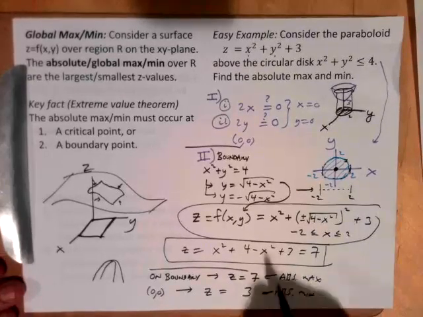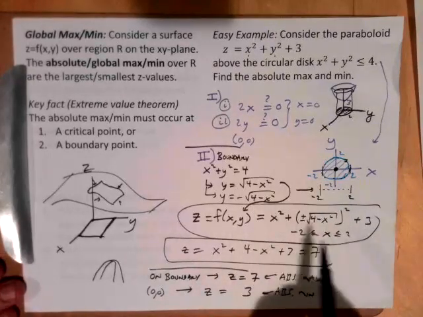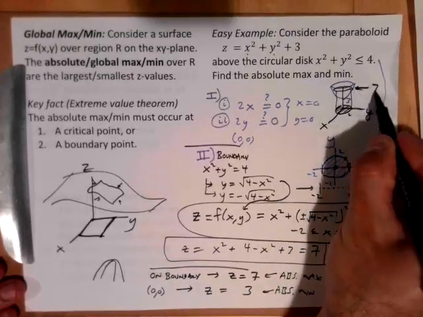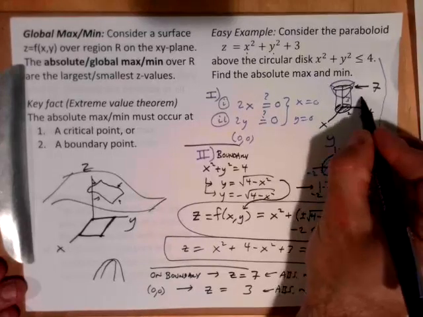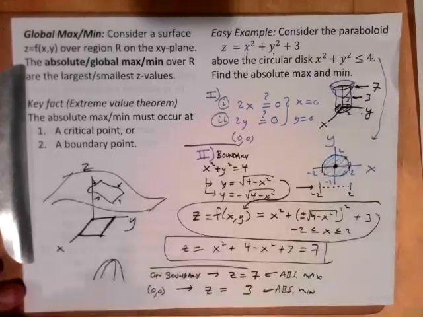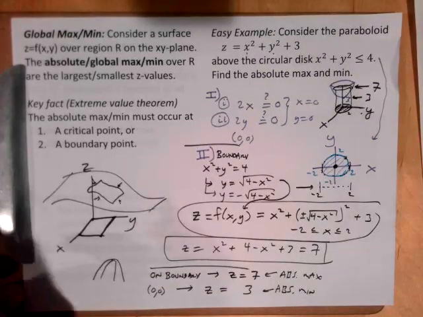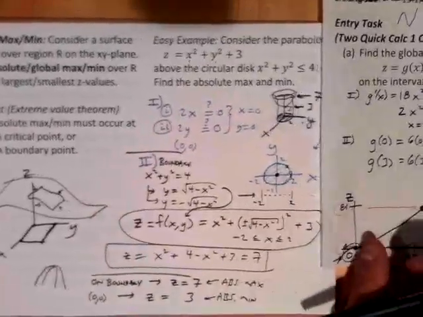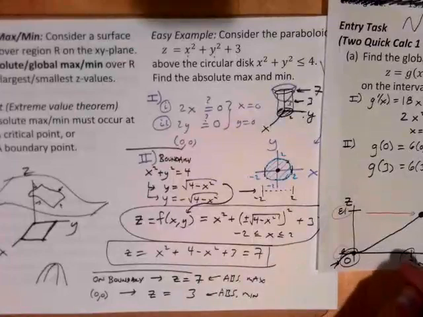The absolute max occurs at many places. That's not unusual. The absolute max could occur at many places. But the highest you're ever going to get is 7. And the lowest you're ever going to get is 3 above that region. Okay, so you see the problem is the boundary. And this was not present in one variable calculus because the boundary was always just 2 points.